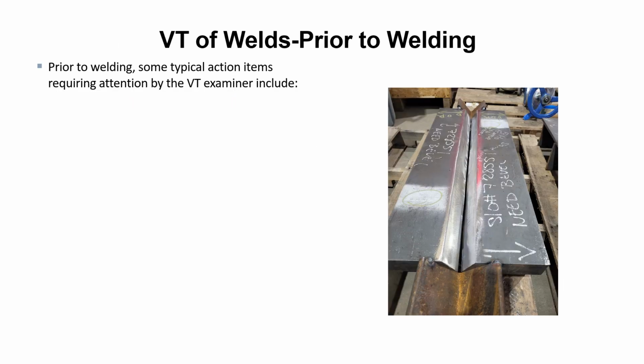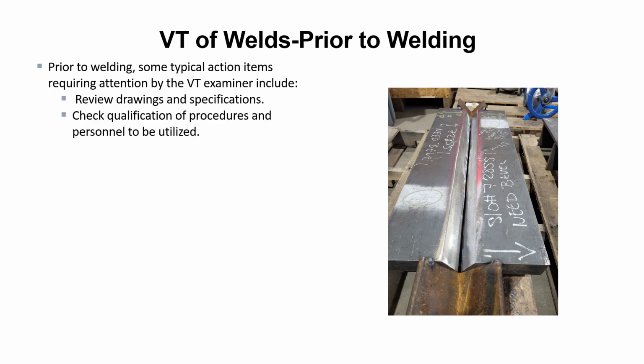So we're going to use VT testing of welds prior to welding. So prior to welding, some typical action items that should be included in your routine as a visual inspector or a visual examiner should include. We should look at the drawings and the specifications. What are we doing? What are we making? We should probably have an idea of what's going on there. We should check the qualification of the procedures and the personnel to be utilized. That's kind of outside our scope, as we're talking about VT here, but it does tie in.